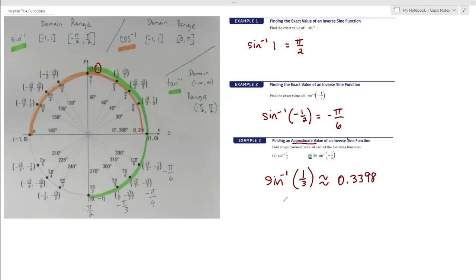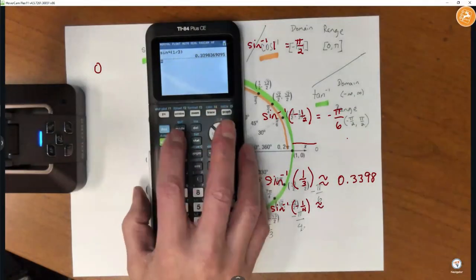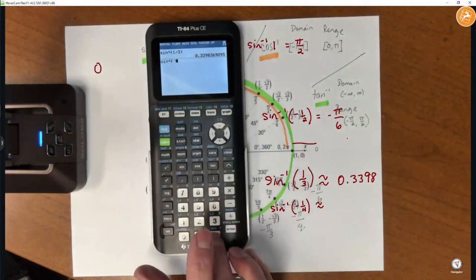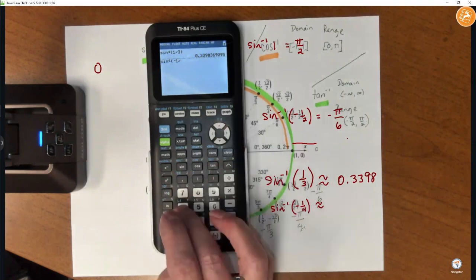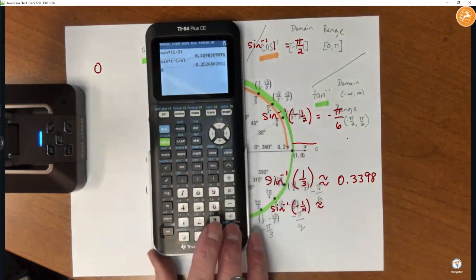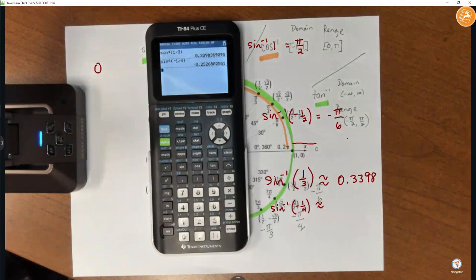Okay, so the sine inverse of -1/4. Go back to our calculator. Get our negative. Okay, it's roughly -0.2527 if I round 4 places.